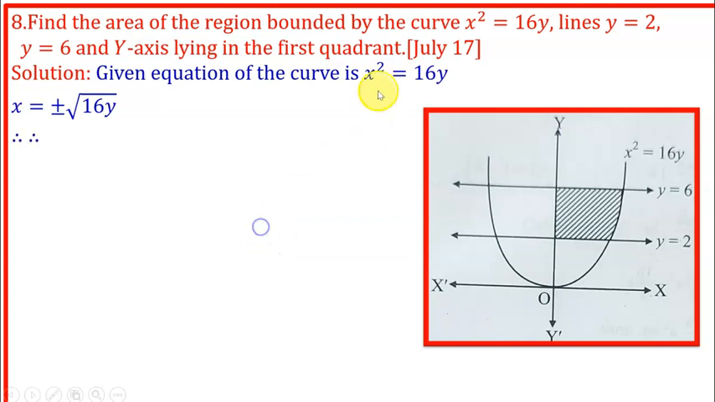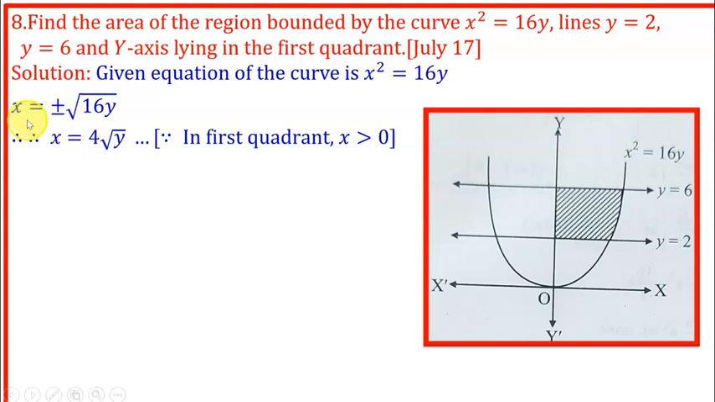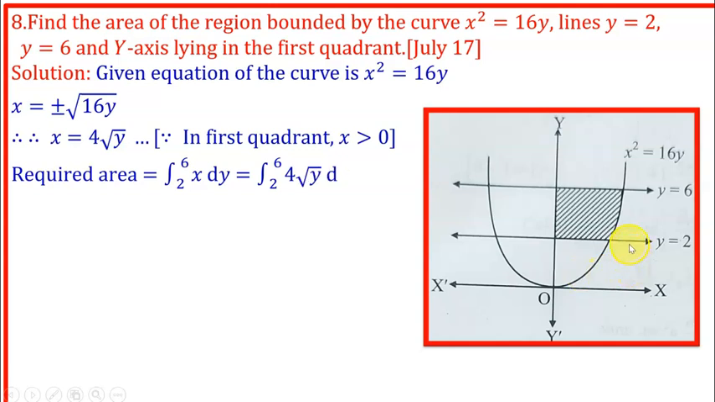Okay. Now again x square is equal to 16y. If we take the square root on both sides, then you will have x equals plus or minus root of 16y. That is nothing but x equals 4 root y. In the first quadrant we take x as positive. Therefore x is equal to 4 root y. Required area is in between y equals 2 to y equals 6. Therefore, integral 2 to 6 of x dy.